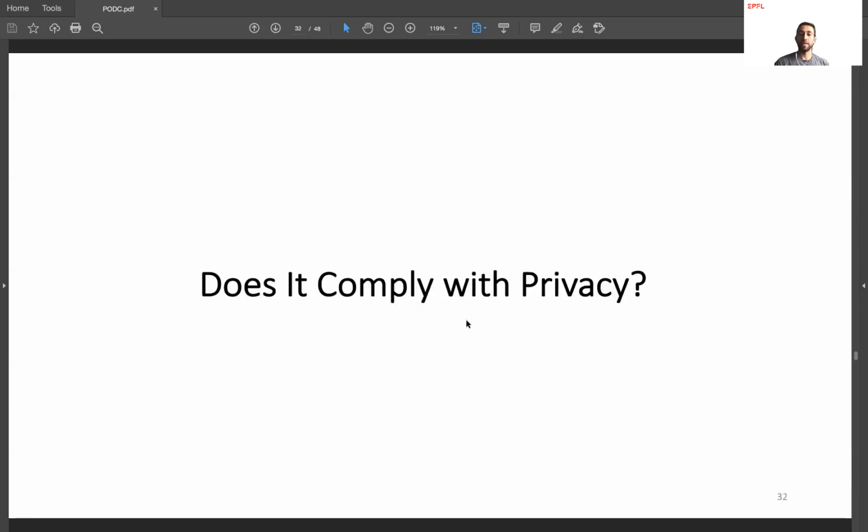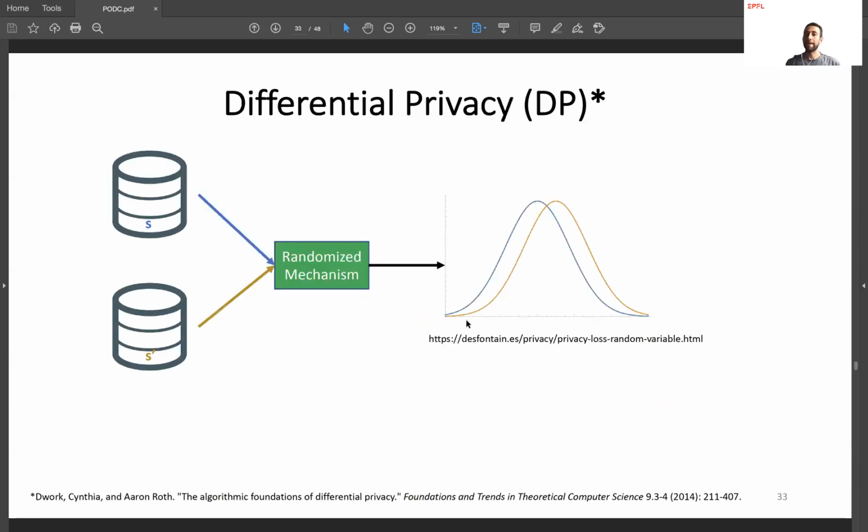And our main concern here is whether or not this definition of alpha F Byzantine resilience actually complies with privacy. And in order to do so, we adopt the gold standard notion for data privacy in deep learning, which is differential privacy. Here I present a simple illustration about what differential privacy does. So in a nutshell, let's say we have some data structures that can be data batches, databases, what have you.